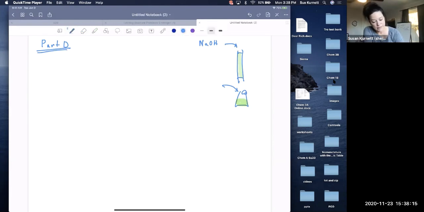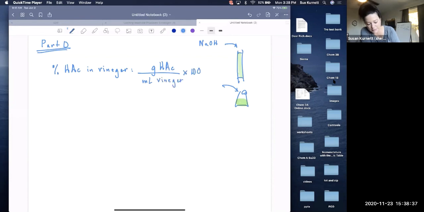Okay, so our goal is to find the percent acetic acid in vinegar, which is going to be the grams of acetic acid divided by the milliliters of vinegar times 100%. Well, we know what the mL of vinegar are. We already said every time we do this, we're going to use 25.00 mL. So we know what that number is. What we're solving for with our titration is how many grams of acetic acid. So that's the goal.